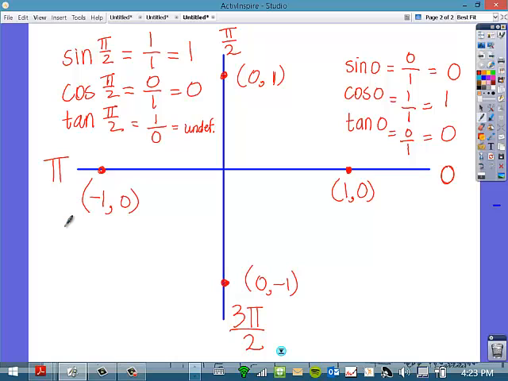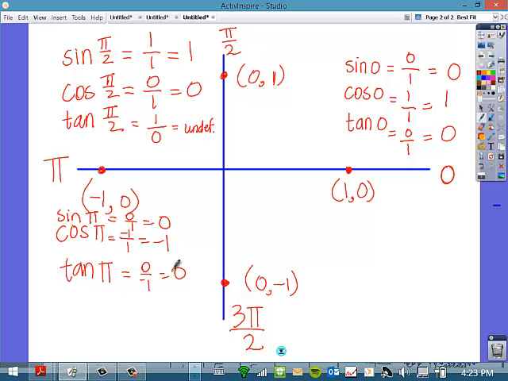Now let's do pi. Sine of pi, cosine of pi, tangent of pi. Sine of pi is y over r, so 0 over 1 is 0. Cosine of pi is x over r, -1 over 1 is -1. And tangent of pi is 0 over -1, which is 0.